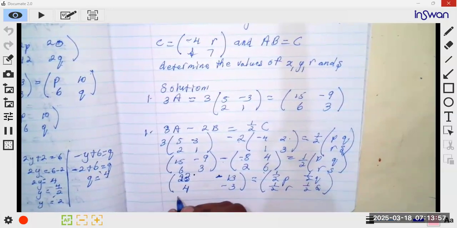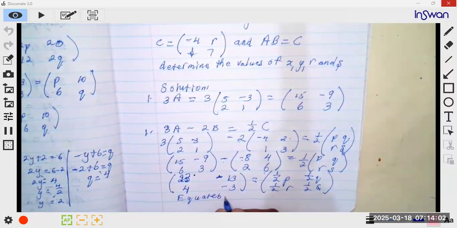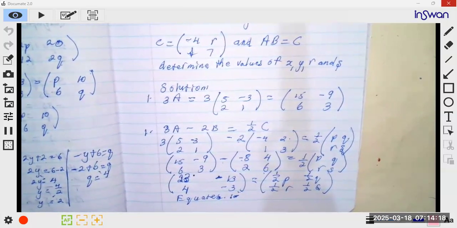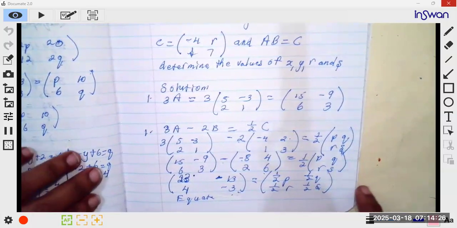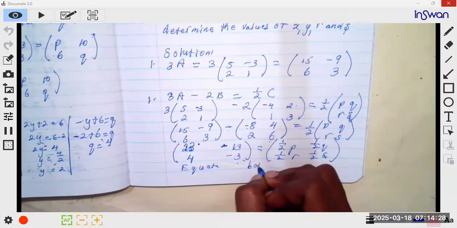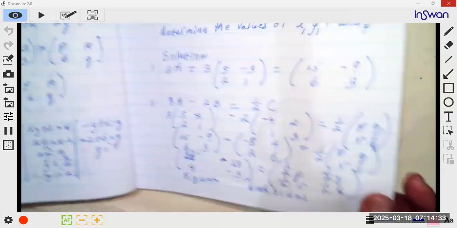So if we equate both sides, equating both sides, I'll have a half P is equal to 23.